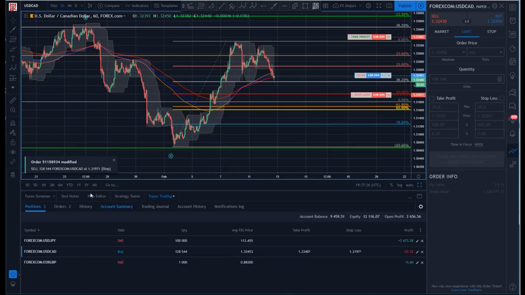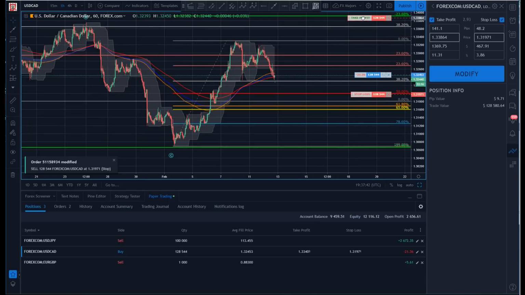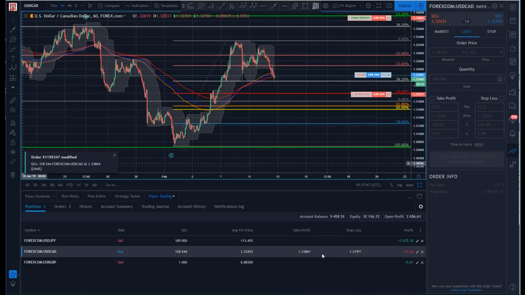It's that easy. Let's say I'm thinking we're going to get to the algo target. So I'm going to go up here, I'm going to modify that. I'm going to move that. It's going to say modify it. It's one click and you're done. Modified. You see, now it's changed down here.